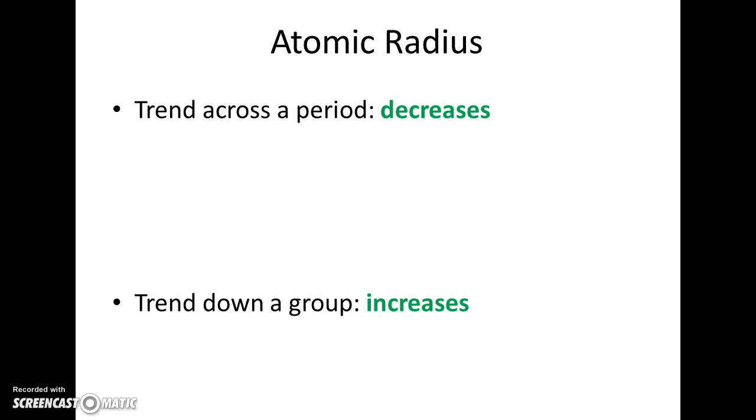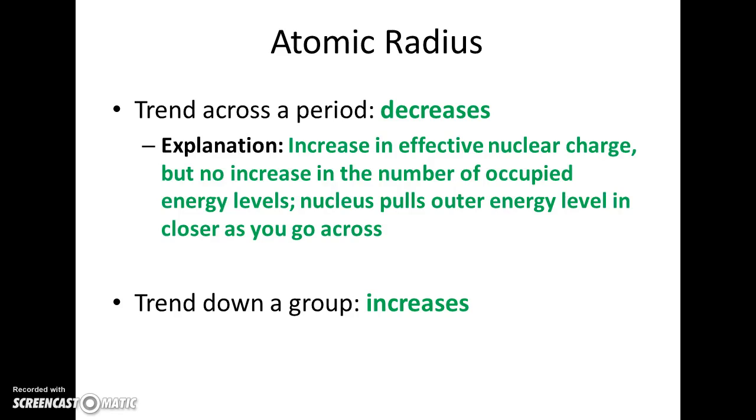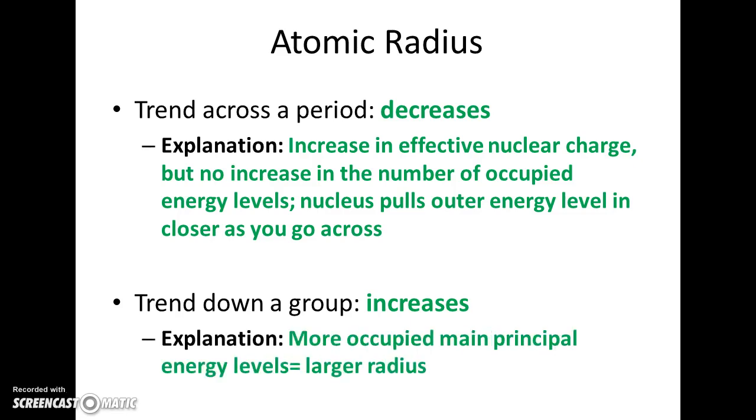If you were in my class, you learned about the snowman. It increases down a group and decreases across a period. As you go across a period, you might think that atomic radius increases because we're adding more electrons. But in fact, across a period, it decreases. And this is because we're increasing the charge in the nucleus, but we're not increasing the number of occupied energy levels. So what that means is that the nucleus is pulling the outer energy level in closer as you go across. Down a group, atomic radius increases, and that's just because we have more occupied principal energy levels, so we have a larger radius.